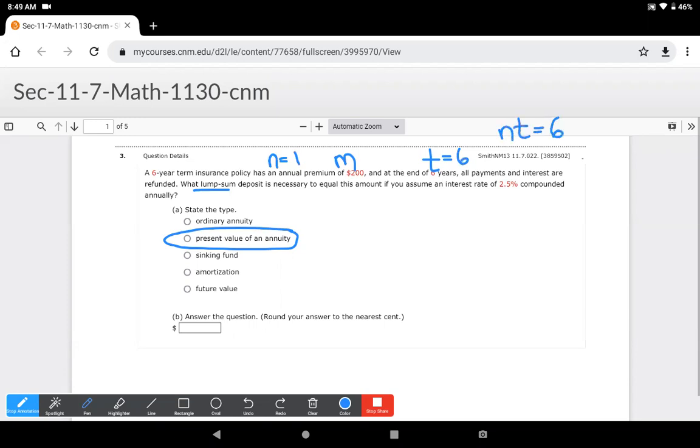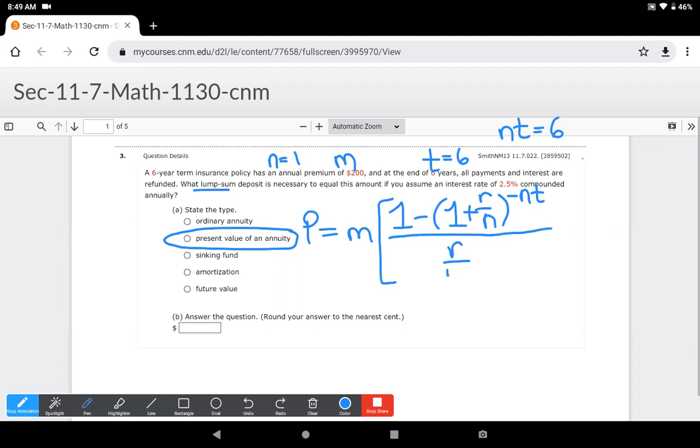We haven't looked at the formula yet though, right? For present amount of an annuity, we have P equals M times 1 minus 1 plus R over N to the negative NT exponent. So that's why we need that. And then we have R over N in our denominator, right? Here we have a rate of 0.025 in decimal form. And then we plug and chug, right?